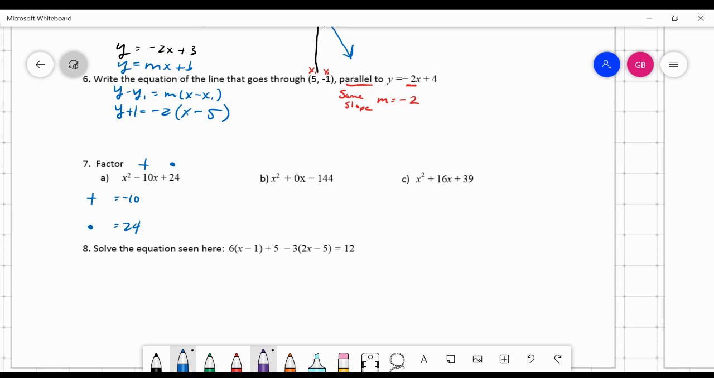So I know 4 times 6 is 24, but 4 plus 6 is not -10. But -4 and -6 add up to -10 and multiply to 24. So your factors are (x minus 4)(x minus 6). Okay, B, looking for numbers that add up to 0 and multiply to 140.